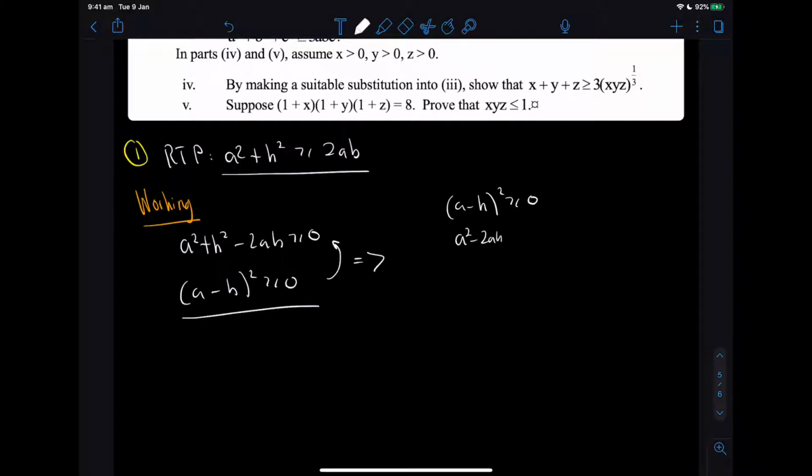Cool. And a squared minus 2ab plus b squared is greater than or equal to 0. And then we have a squared plus b squared is greater than or equal to 2ab, which is what we needed to prove. So we're going to say QED.